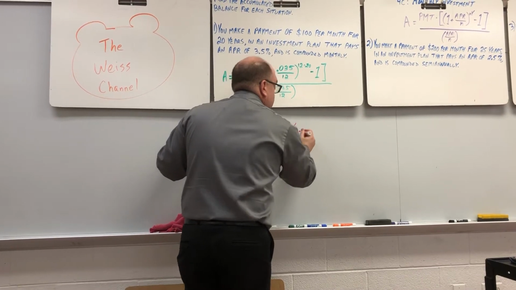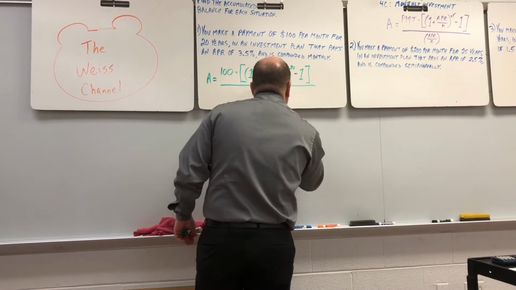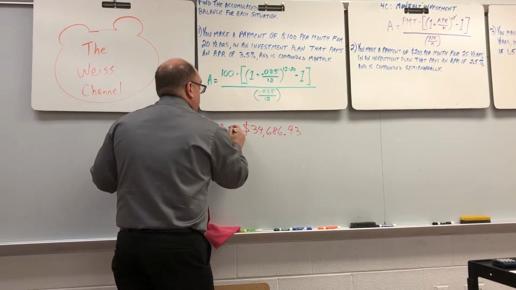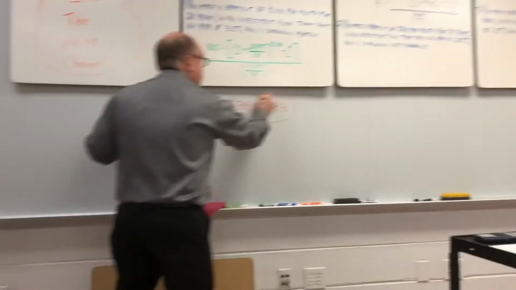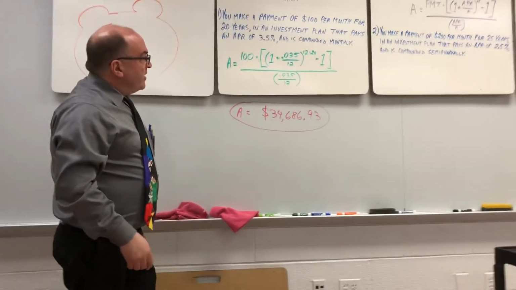34,686.93 if you round. That is your accumulated balance. Okay? Let's try 2 more just like that.